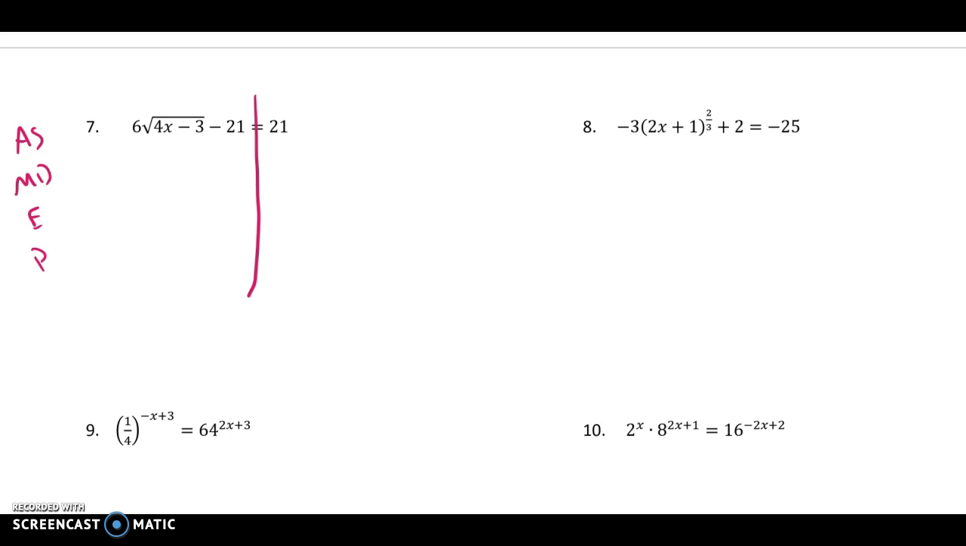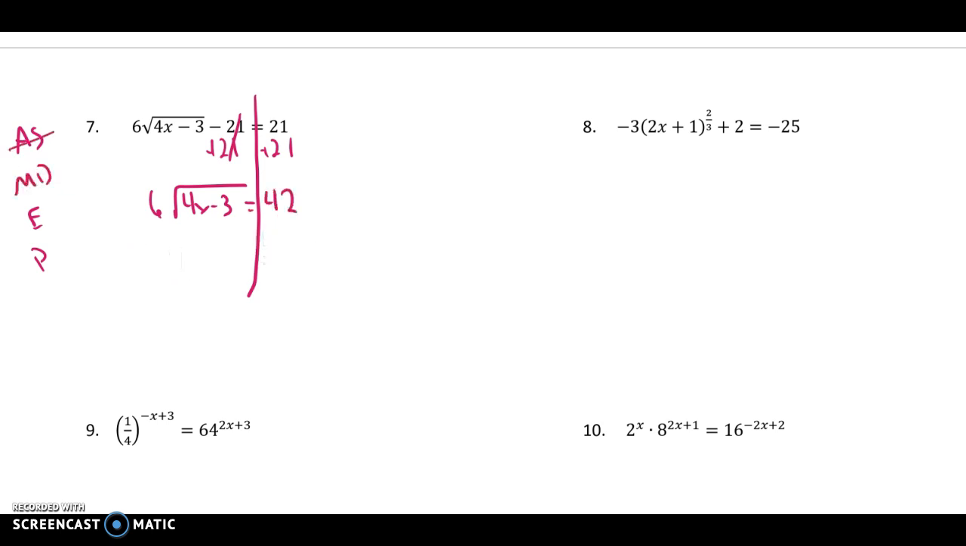And the first addition subtraction I'm going to move is the minus 21, not the minus 3, because that's in that square root, so I can't get to that yet. So I'm going to add 21 first. So here's my left side. And over here's my right side.